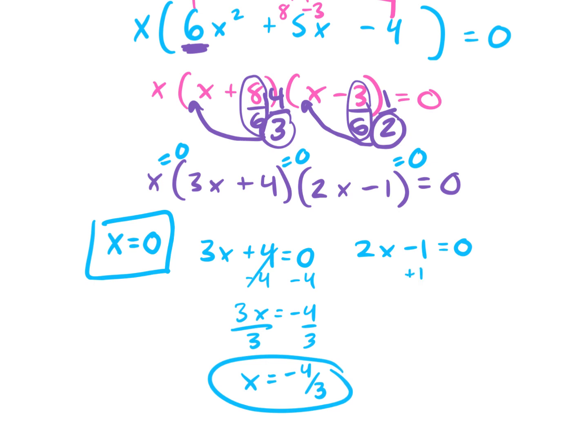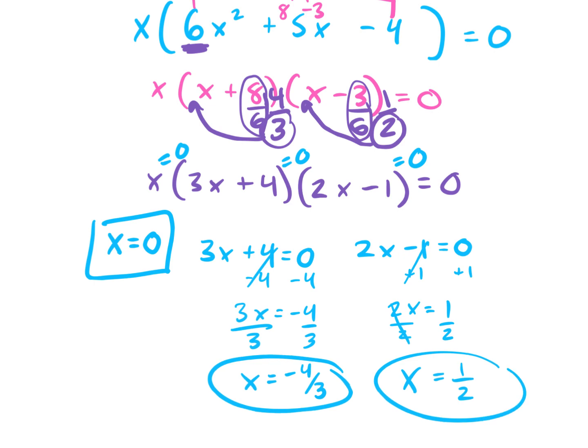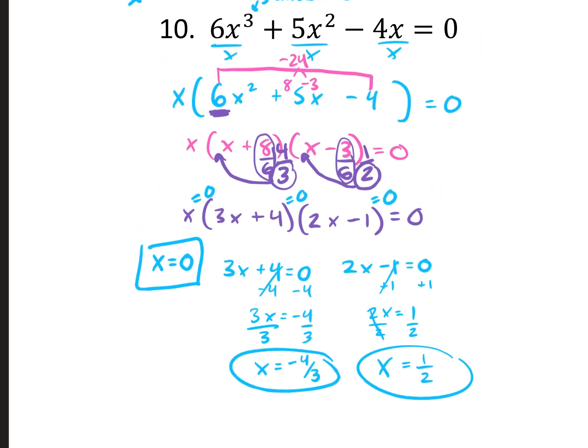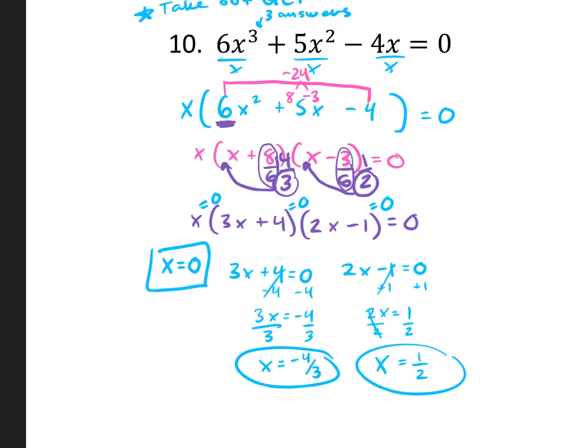And then we're going to do the same thing. We're going to add 1. 2x is equal to 1. Divide by 2. So x equals 1/2. So those are 3 solutions. We had x cubed as our highest degree, which tells us that we need 3 answers. We've got 1, 2, 3.